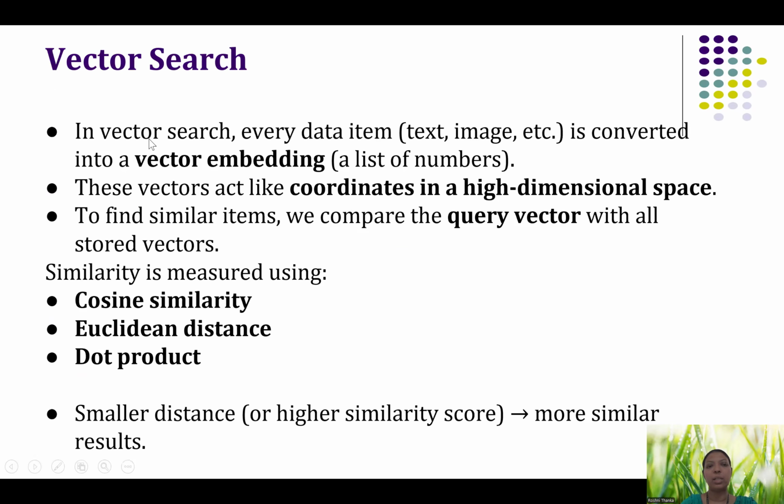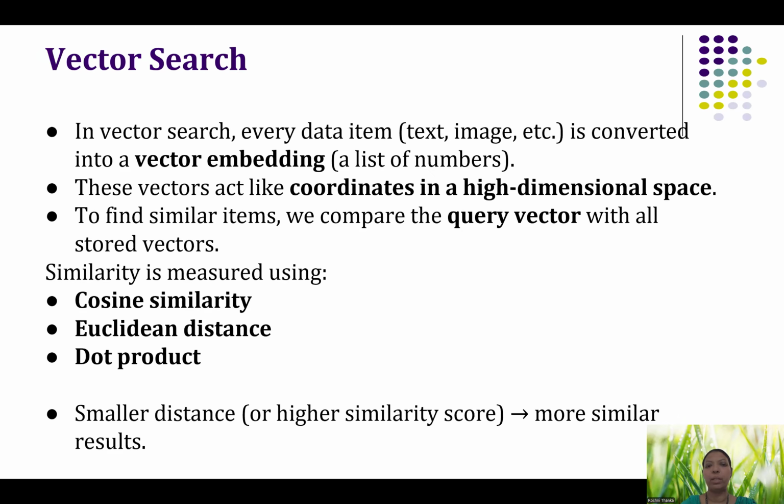The next one is vector search. Since we have the vectors, the numerical representations, search is also very important. Every data item is in numerical format, so searching anything will be in the form of a list of numbers. Actually, the vectors are in the form of a list of numbers, so searching is very easy. This vector acts like a coordinate, as I showed in the previous slides. In a high dimension space, we can plot it and find the similar items.